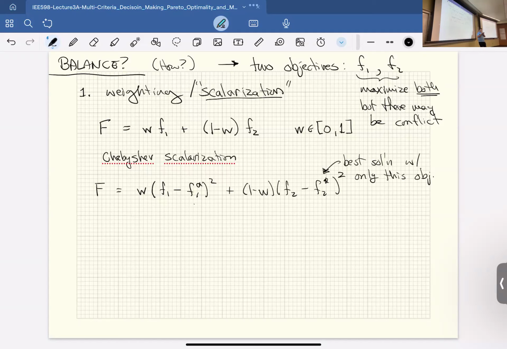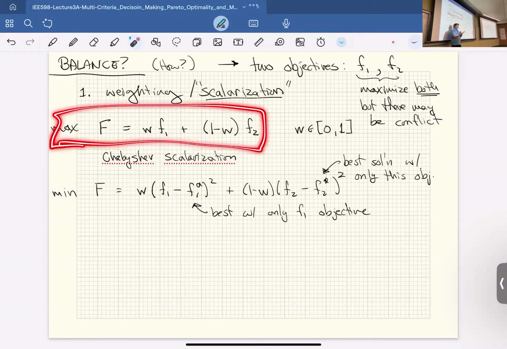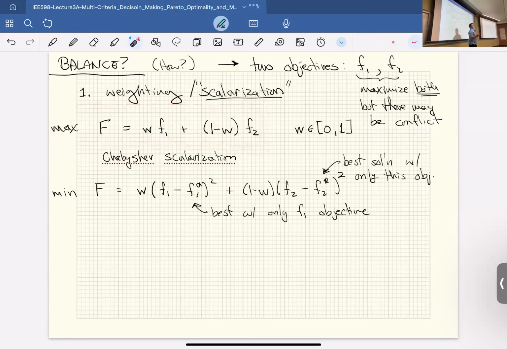And then this here is the best with only F1 objective. And so here, let's say I want to maximize this, I might want to minimize this. So this is one way to weight up here, where I just sum the two of them together, and I say that I know that it's good to have a bigger F1 and a bigger F2, so I'm just going to weight them and then say I want a big sum of the two.